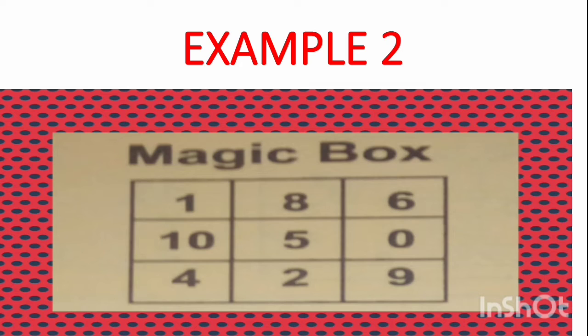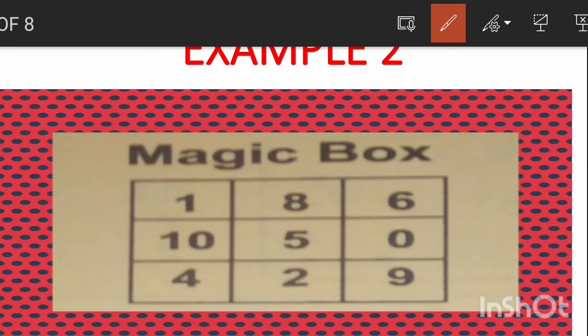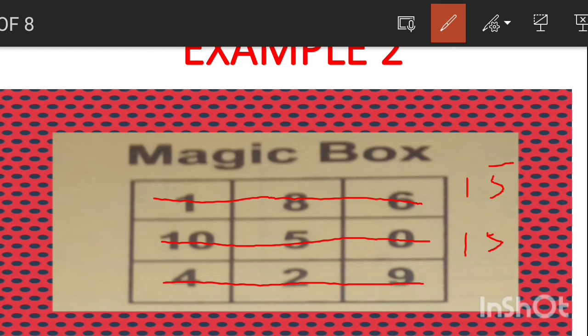The total numbers on each line are the same. And if you look at the row here, we are talking about this row. If you add all these numbers here, you have 15. If you add the second row, it's still going to give you 15. Add the third row, it's still going to give you 15.